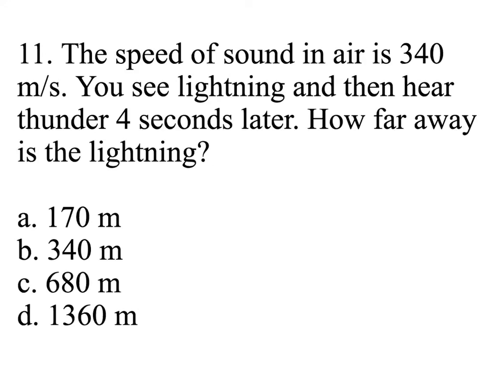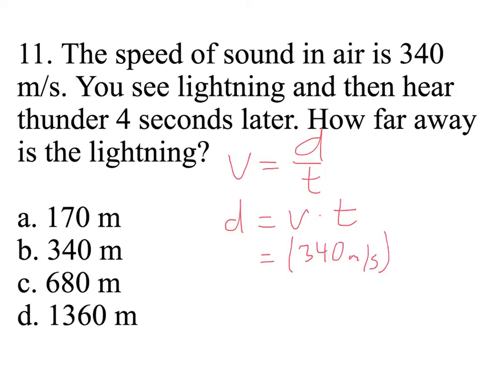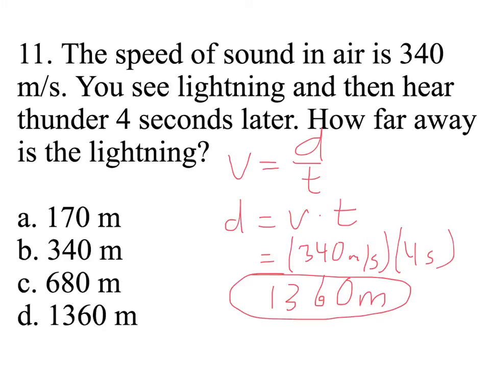Number 11, the speed of sound in air is 340 meters per second. You see lightning and then hear the thunder 4 seconds later. How far away is the lightning? So velocity is equal to distance divided by time, so distance is equal to velocity times time. We can just substitute in these numbers, 340 meters per second times 4 seconds, and we get 1,360 meters, just a little under a mile. I always learned it growing up that 5 seconds was a mile.